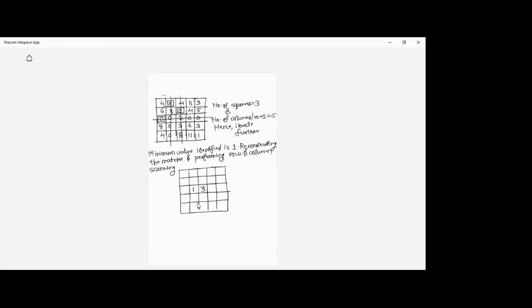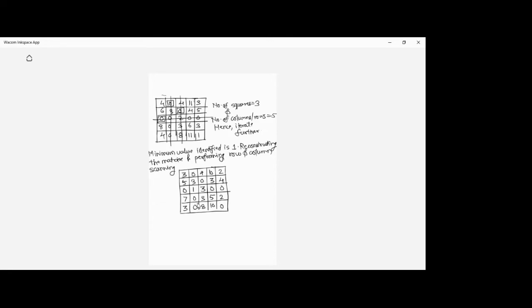Now the undeleted cells. So 4 minus 1 is 3, 11 minus 1 is 10, 3 minus 1 is 2, 6 minus 1 is 5, 4 minus 1 is 3, 5 minus 1 is 4, 8 minus 1 is 7, 4 minus 1 is 3, 6 minus 1 is 5, 11 minus 1 is 10, 3 minus 1 is 2, 1 minus 1 is 0, right? All other cells will remain the same. So here it is 0 4 3 0, here it was 0, here it was 0 0, so here it is 0 0 3 and 8.